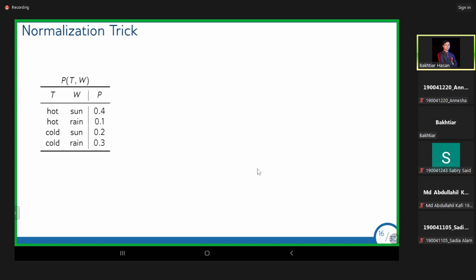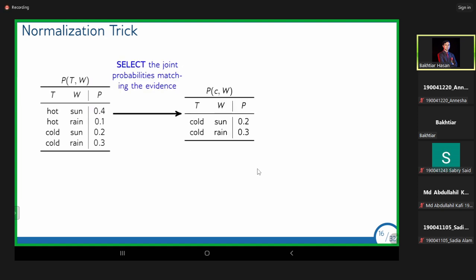The first operation that we do is the select operation. We say that we will select the rows that match our evidence. The evidence here is that the temperature is cold. So we will select only the third and fourth rows here to get a much smaller table. So here, we only have the entries that are consistent with the evidence that we are given.